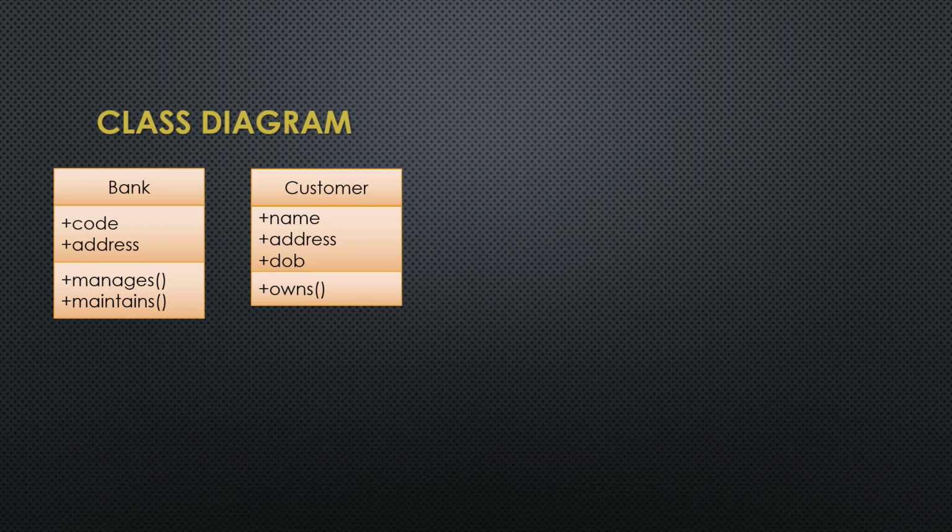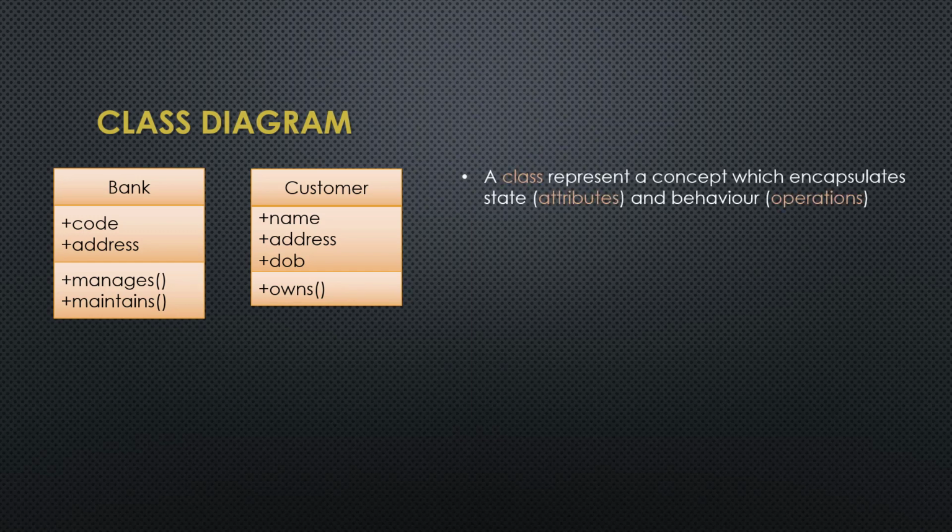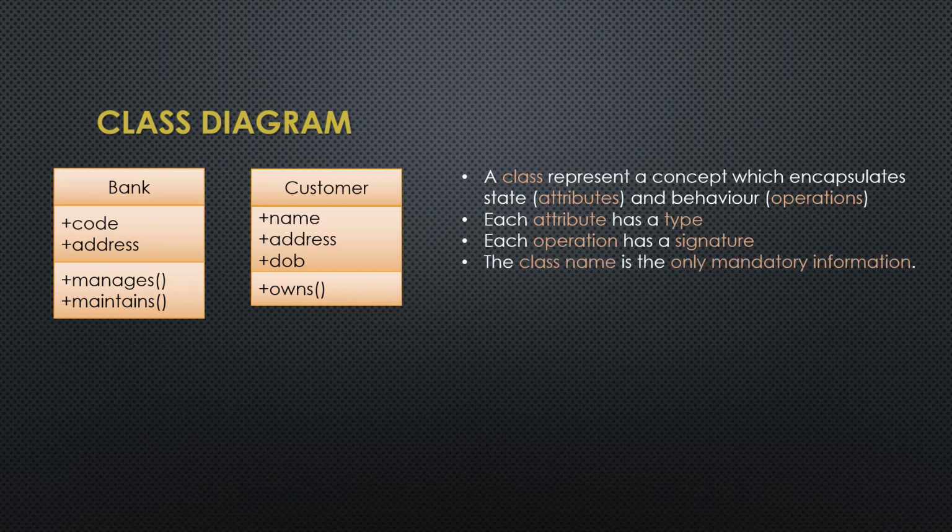Let's see an example. So we have the bank with some attributes, code and address, and some methods, manages and maintains, and the customer, which has the properties name, address, job, and the method, where plus means public. A class represents a concept which encapsulates states or attributes and behavior or operations. Each attribute has a type. Each operation has a signature. The class name is the only mandatory information.